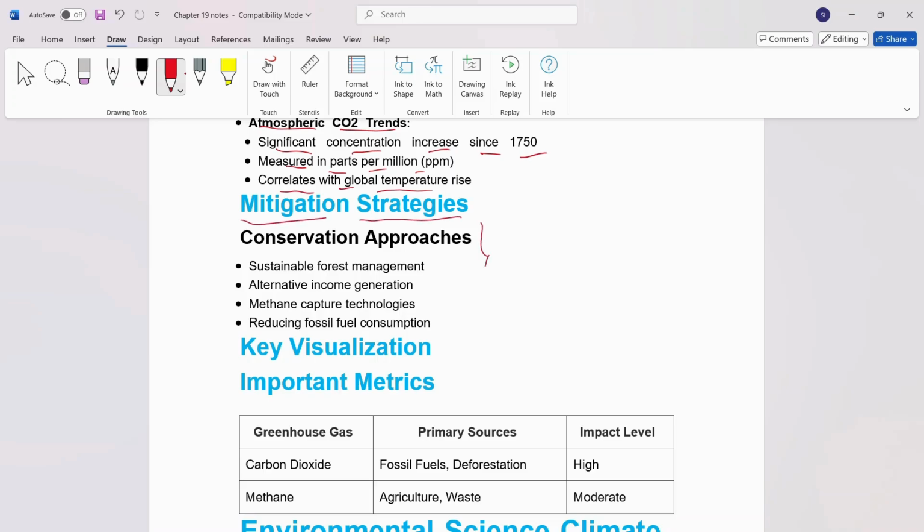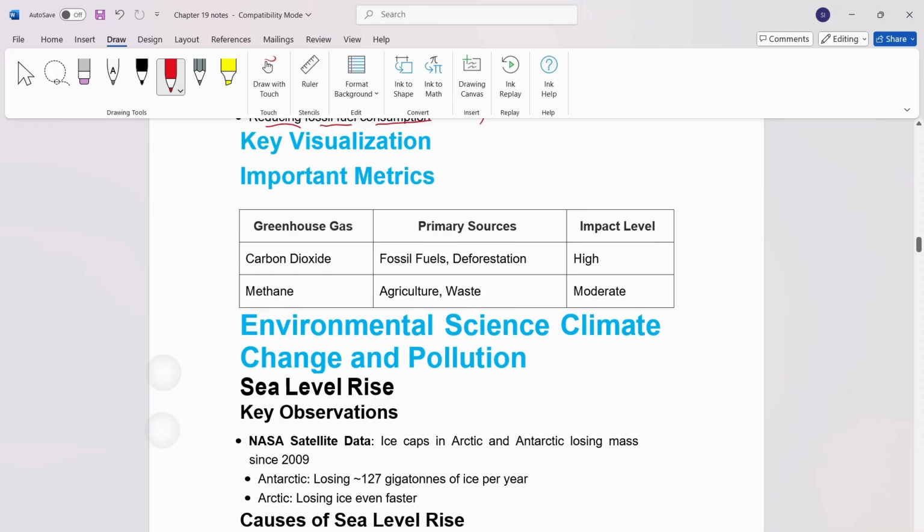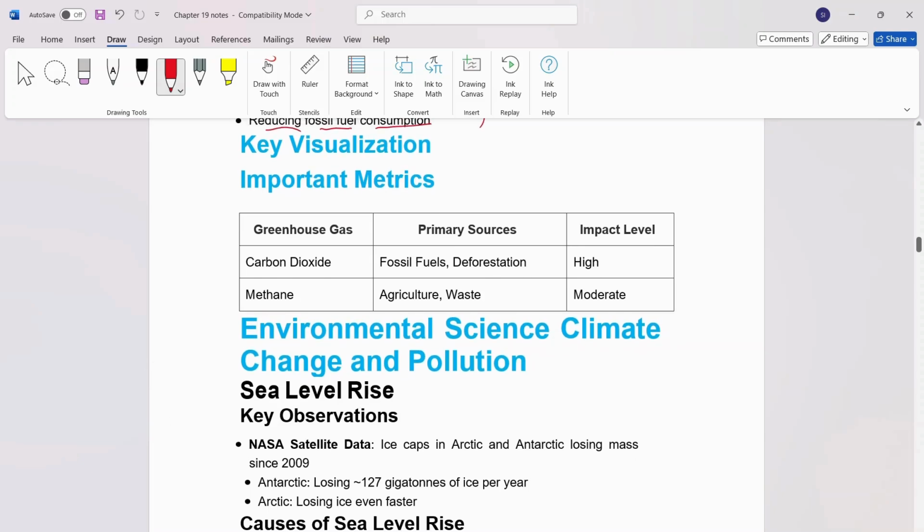Mitigation strategies. What could be the mitigation strategies? We have some conservation approaches which include sustainable forest management, alternative income generation, methane capturing technologies, and reducing fossil fuel consumption. Now, key visualization, important metrics for us, is greenhouse gases such as carbon dioxide and methane. Their primary sources are fossil fuels and deforestation, and their impact is very high. For methane, the primary sources include agriculture and waste, and the impact level is moderate.